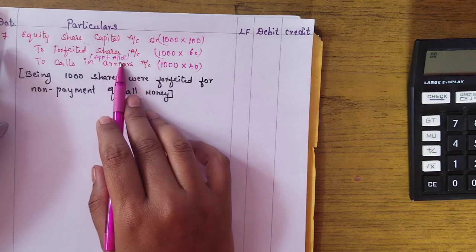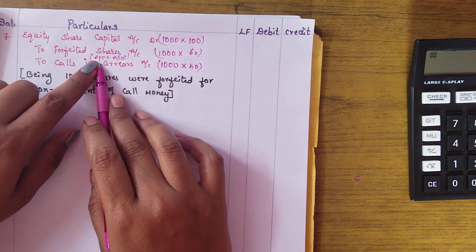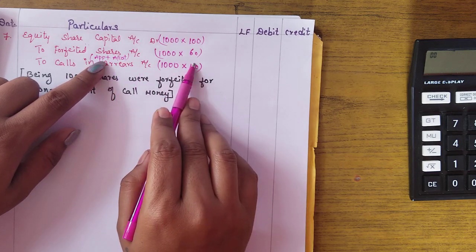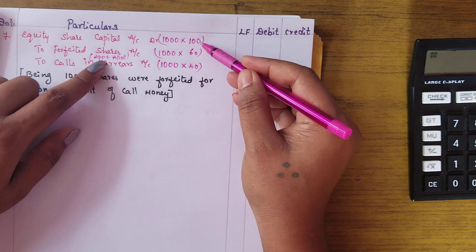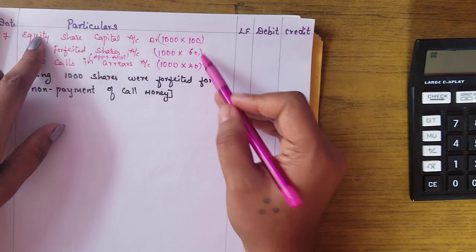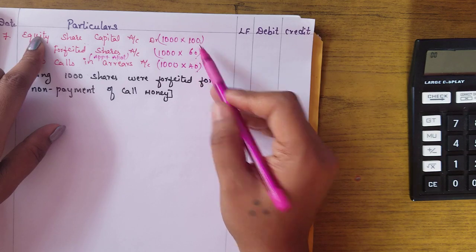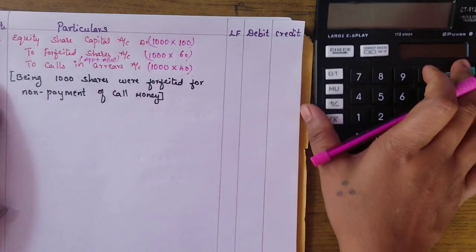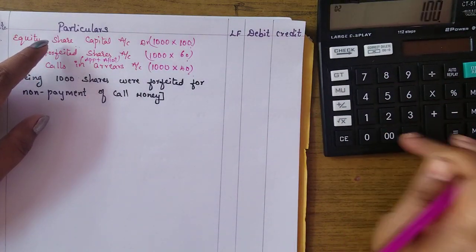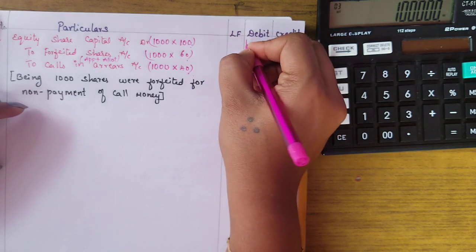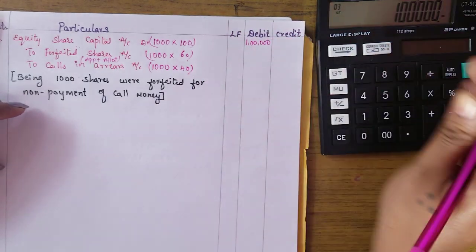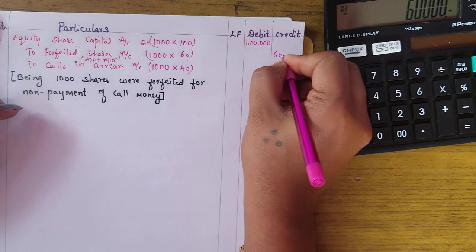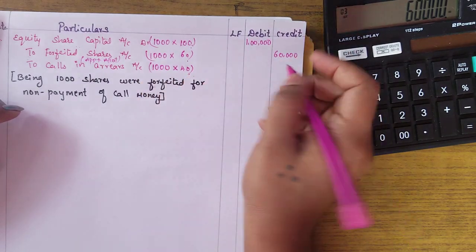So application plus allotment, when you calculate here, application is 20 and actual allotment price is 40. 20 plus 40 is 60. When you do here also 100 is debited, so 100 minus 40 you will get 60. It should be equal. The debit and the credit effect will be equal. So here 1,000 into 100 rupees is the face value, you will get 1 lakh. Okay, then the forfeited shares 1,000 into 60, 60,000. 1,000 into 40, 40,000.